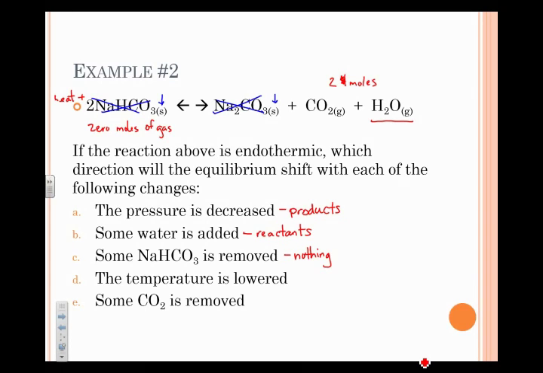The temperature is lowered. By lowering the temperature, I'm removing heat. Heat is present over here in my reactants, so it's like I'm taking heat away. So we're removing heat by lowering the temperature. And we know that systems at equilibrium will shift to make up what I've taken away. So it will shift towards the side where I'm removing something, and in this case that will be the reactants because we're removing heat from the reactants. Some CO2 is removed. We're removing a product, so therefore it will shift towards the products.